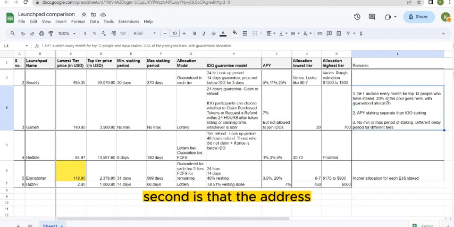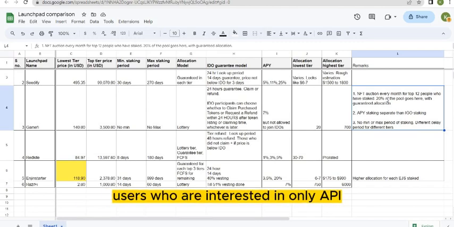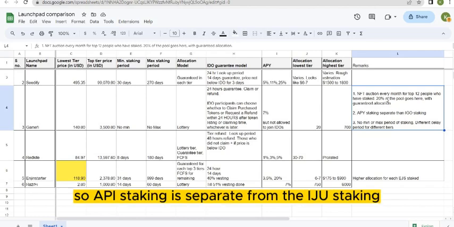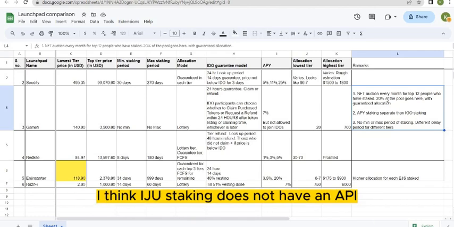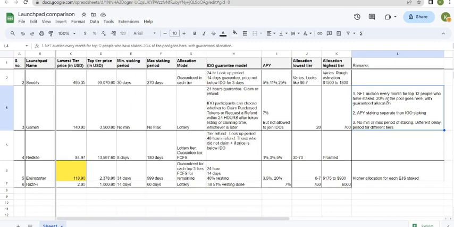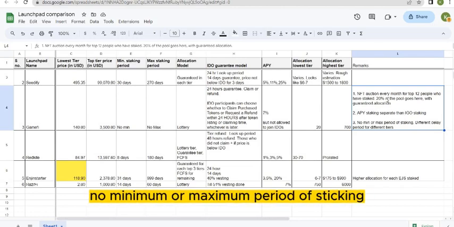Second is that they address users who are interested in only APY rewards in this market. So APY staking is separate from the IGO staking. I think IGO staking does not have an APY. Third one is very good: there is actually no minimum or maximum period of staking.